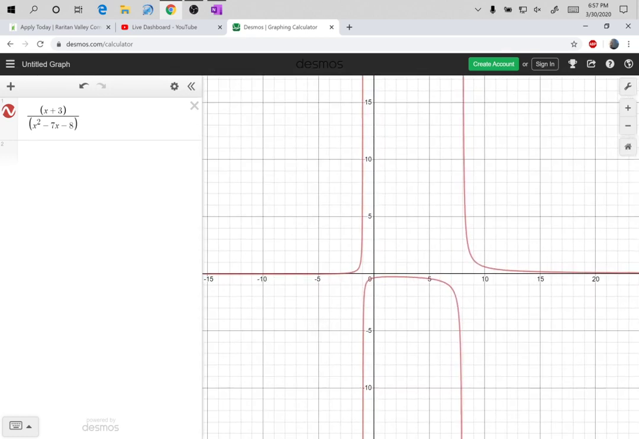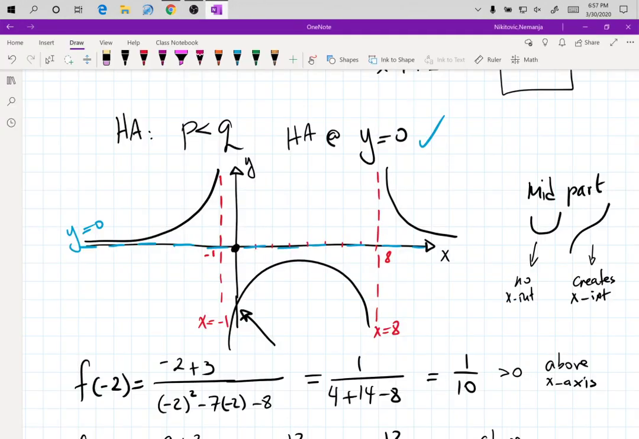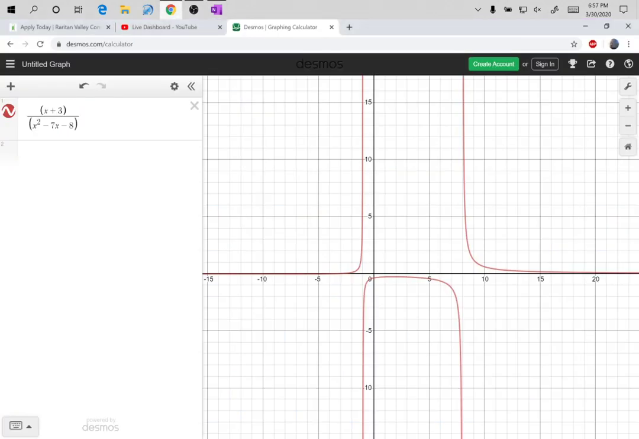So this should be what we have, right? Yep. It's not the same exact shape, but you see it's a little bit crooked, but that's okay. I mean, this is sketching. In calculus you will learn more.